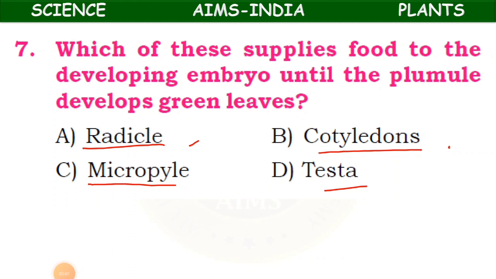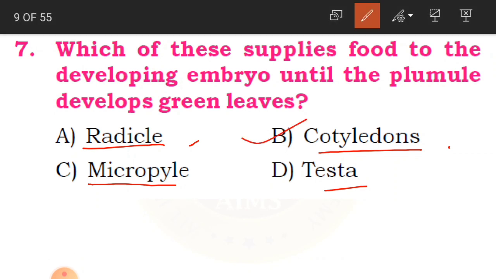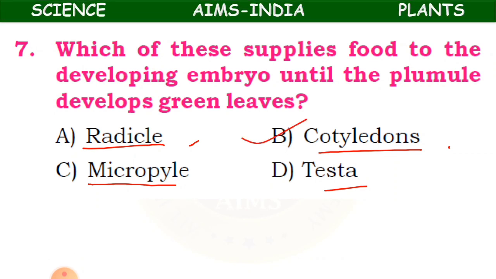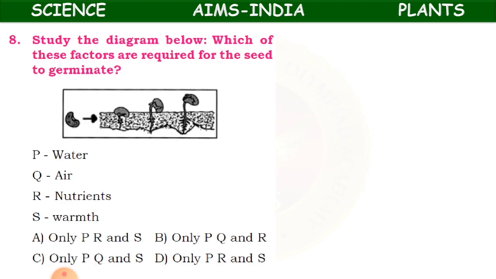So what is micropyle? And testa is what, children? The seed which is protected by the seed coat. That seed coat is known as testa. From these, which is going to supply the food to the developing embryo? Embryo is nothing but the baby plant. Until the plumule develops green leaves, what is the correct answer, children? Yes, it is B option, cotyledons. Okay, children, clear? Now we'll go to the 8th question here.